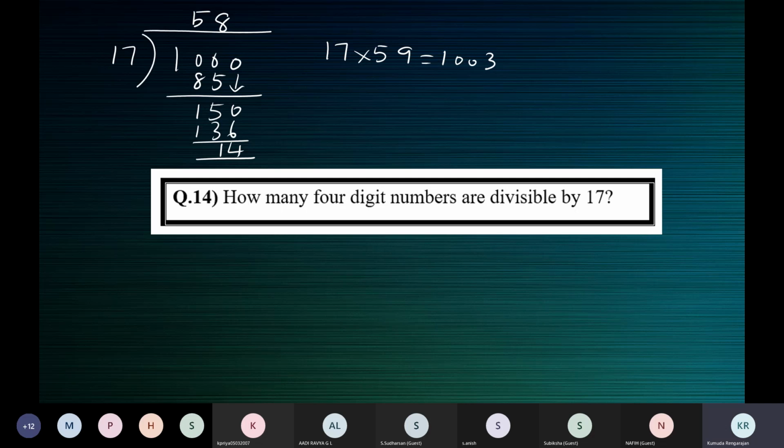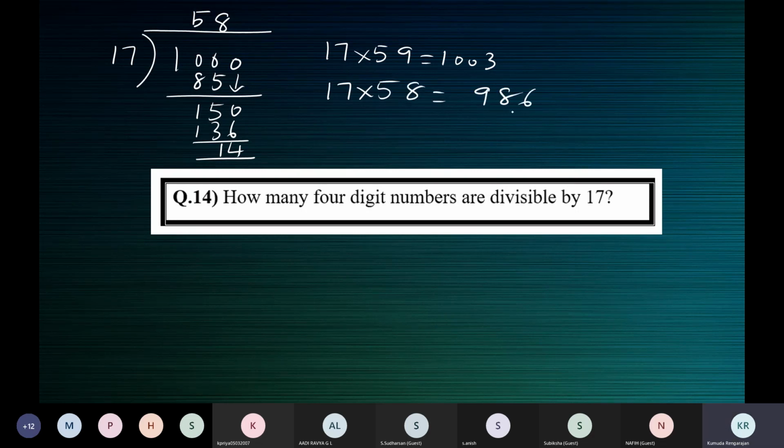1000 is the smallest 4-digit number. Divide 1000 by 17. So 1758 times. You may wonder why I have not done 17 into 59. Please work out 17 into 58.